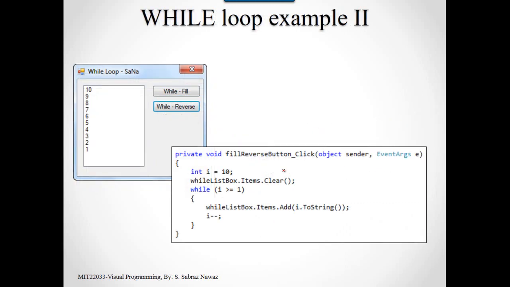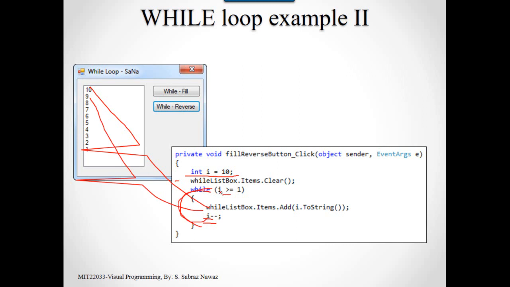The second example is the reverse of what we did previously. Initially we are declaring the variable as 10 and the list box is cleared. Now we are doing the comparison in reverse, so I greater than or equal to 1. Now it is 10, it is true. So 10 is added the first time. 10 becomes 9, it goes back and is tested. 9 greater than or equal to 1, it is true. So 9 is added. 9 becomes 8, 7, 6, 5, 4, 3, 2, 1.